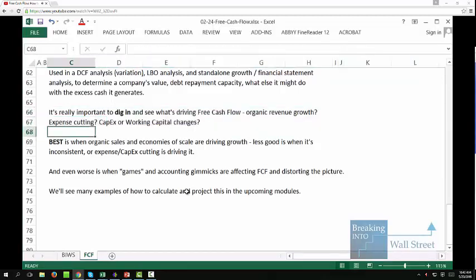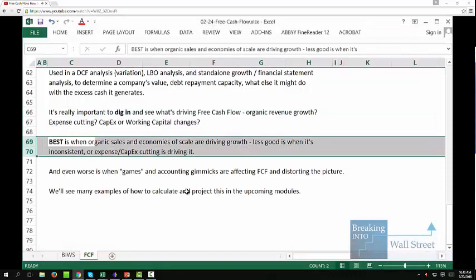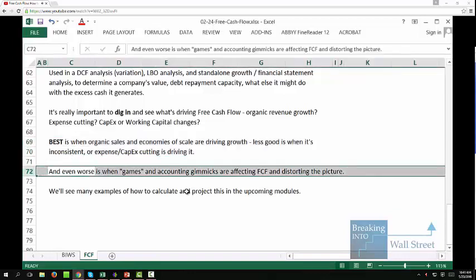The best case is when it's really organic sales and economies of scale that are driving growth. So its revenue is going up, its expenses as a percent of revenue are falling over time. That's the best case scenario. It's less good when it's inconsistent or when it's a lot of unnatural expense or Capex cutting driving it. Even worse is when the company's playing games and using accounting gimmicks to impact its free cash flow and distorting the real picture. And we'll see many examples.